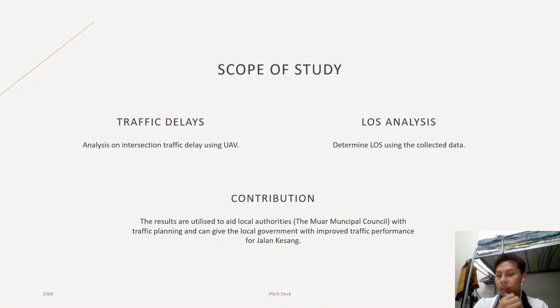Next is the scope of our study. For traffic delays, we will conduct an analysis on intersection traffic delay using UAV, and then the LOS analysis. We will determine the LOS using the collected data from the UAV too. And lastly, the contribution. The results are utilized to aid local authorities with traffic planning and can give the local government improved traffic performance for Jalan Kesang.